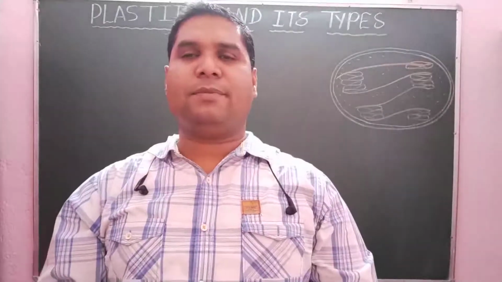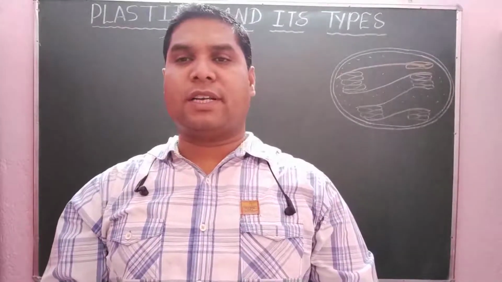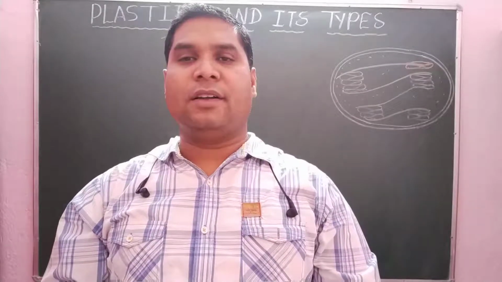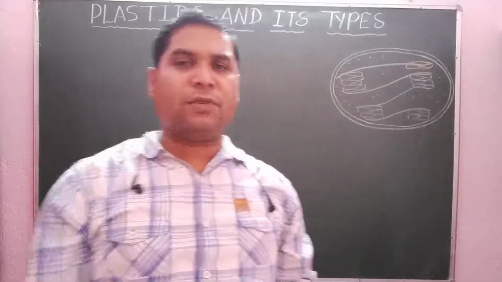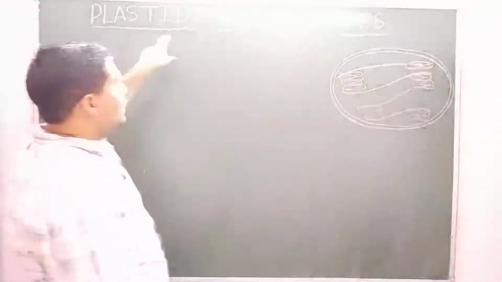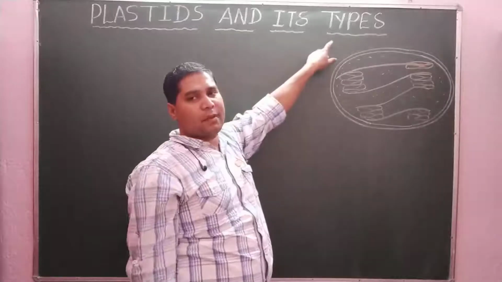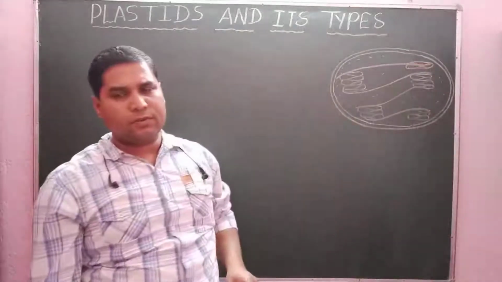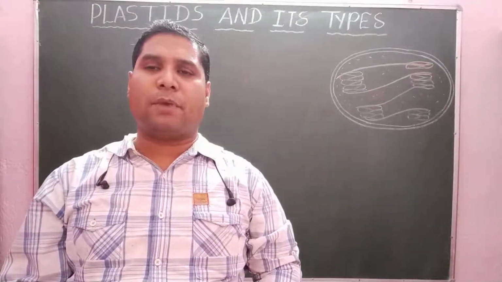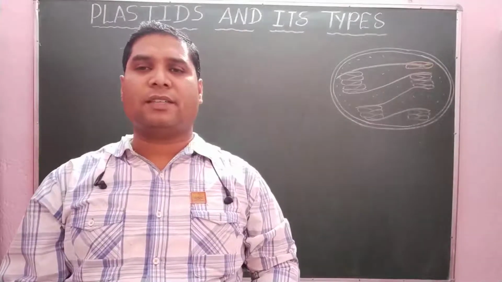Good morning, Study 7. I am going to continue chapter 1, the cell. In this video, I am going to explain to you the topic plastids and its type. So let us know about an important organelle of the plant cell known as plastid.